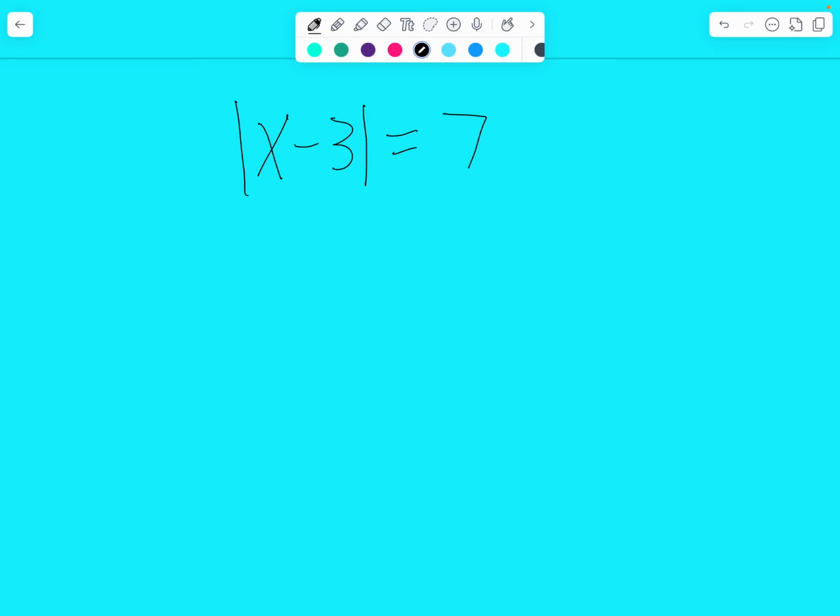Today we're learning how to solve the absolute value equations. These look tricky at first, but once you understand that absolute values create two equations, everything becomes simple. Let's walk through these three examples step by step.